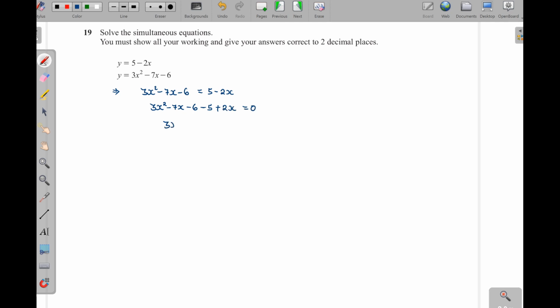So we have 3x squared, then minus 7 plus 2. That one will give us a minus 5x. And then this one will give us minus 11, which is equal to 0. The fact that they have told us to give our answers to 2 decimal places simply implies that you cannot factorize such an equation. So you use the quadratic formula.